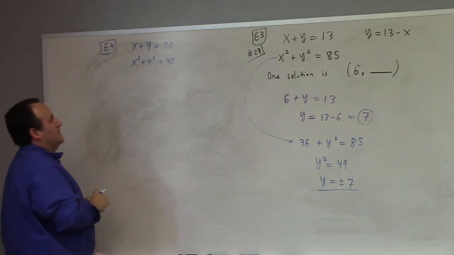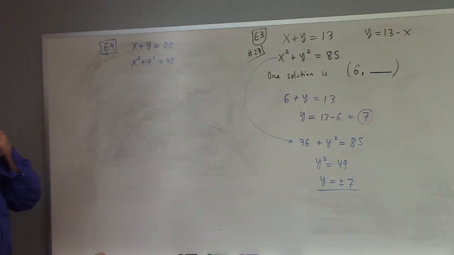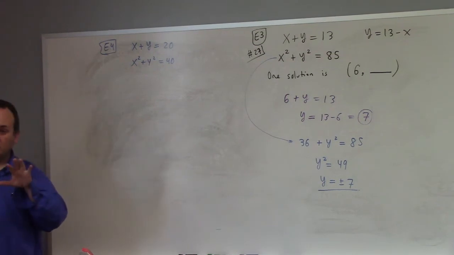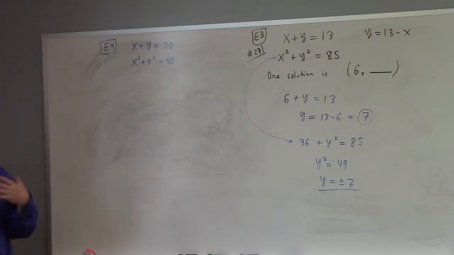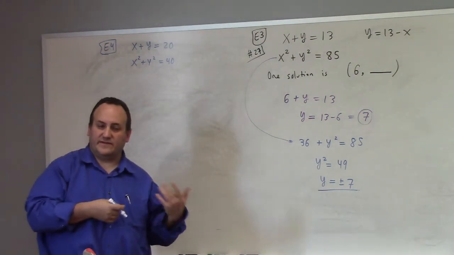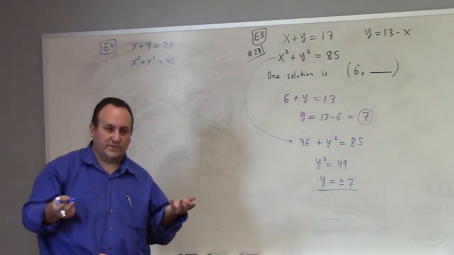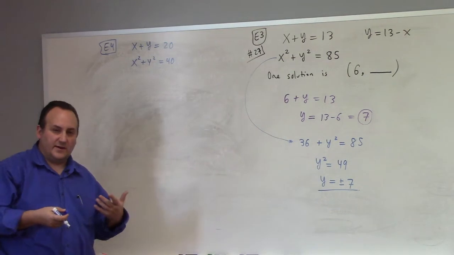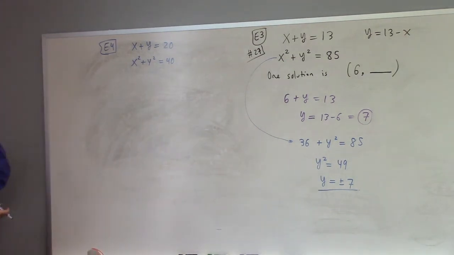Does this have a solution? And how would you find out? One completely legitimate way would be to graph it. And if you could graph it and see clearly that the circle doesn't intersect the line, no solution, right? But we can also take an algebraic approach. How do you solve this? What's the method you use for these?